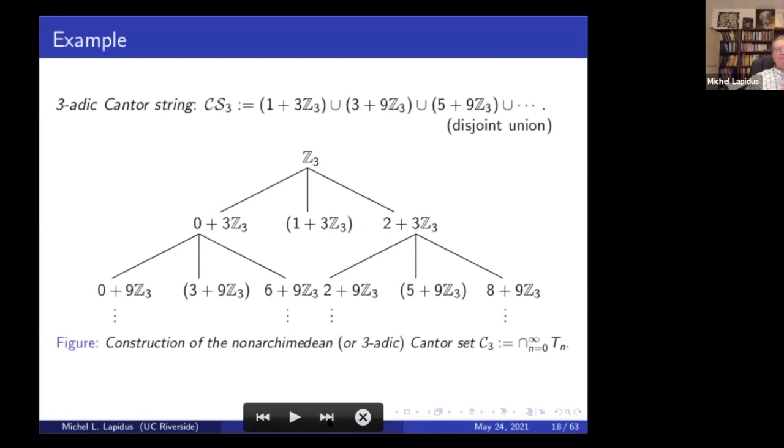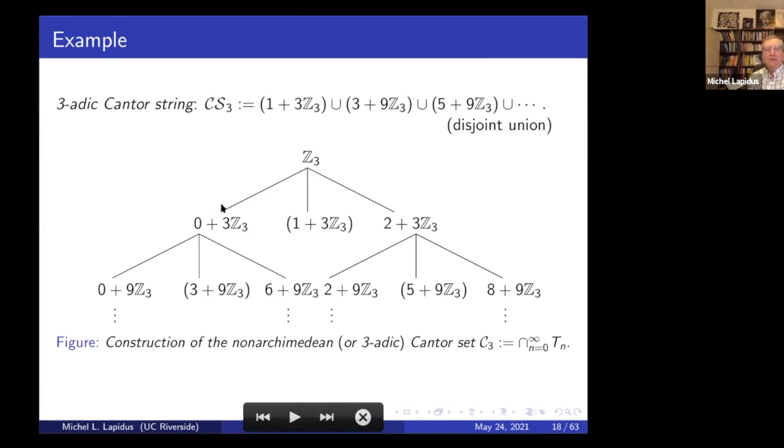Okay. Now let's talk about the triadic Cantor string, which we introduced with Tim Lu in this paper dedicated to Vladimir Arnold's jubilee. All right, so you have it here. So you have Z3, so p equals 3 here. But maybe it's better to look at the graph.